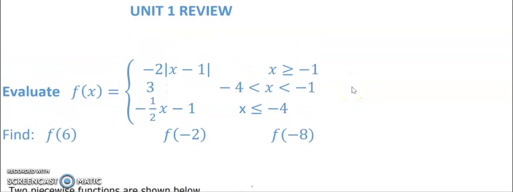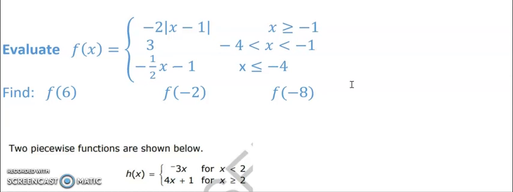So this is a review of Unit 1. It will probably be in 2 videos, so make sure you watch both. First thing I want to review is evaluating a set of functions. Whether it's a piecewise or a graph, we need to be able to find f of x, okay?